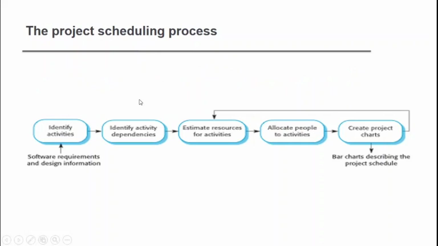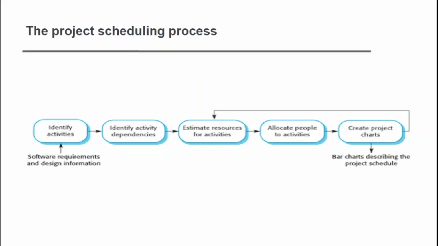In the project scheduling process, you can see here: identify the activities, then identify the dependencies, estimate the resources for the activities, allocate people to the activities, and create the project charts. When you create the project charts, if you require any additional resources for a particular activity, you estimate the resources once again, then allocate people for that activity. After that, design a bar chart describing the project schedule. This is the project scheduling process, and it is also a very important question in the examination.